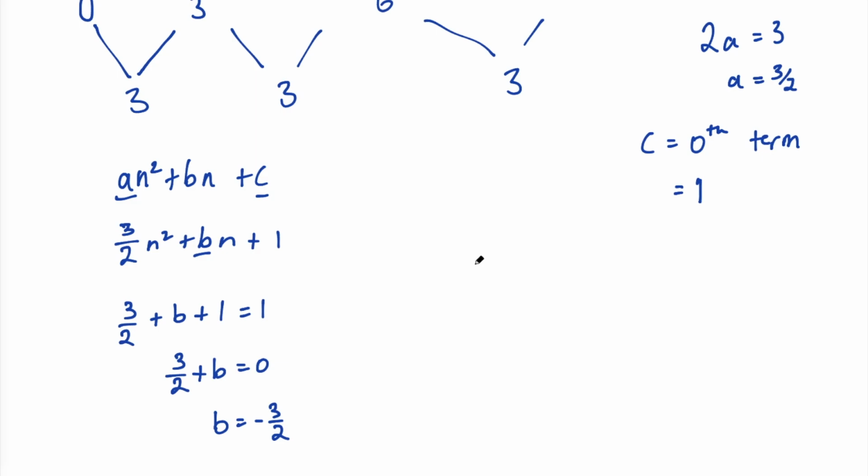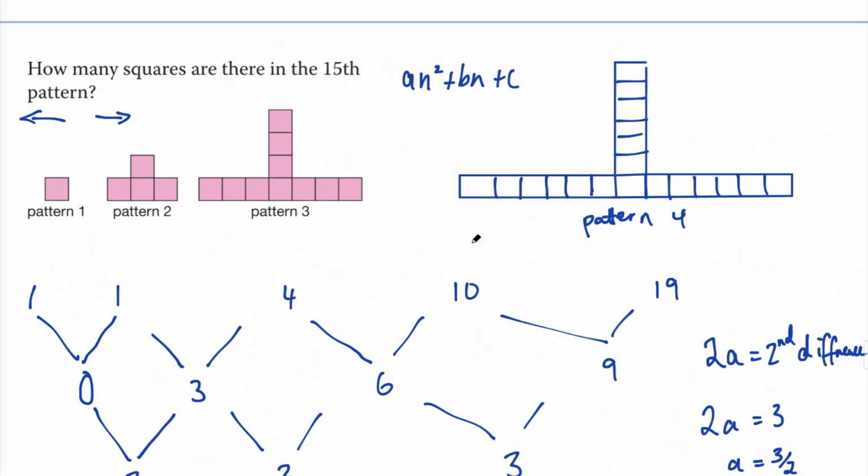Okay, we're almost there. So now we have the nth term is going to be 3 on 2, that was our a, 3 on 2 n squared, take 3 on 2 n, that was our b, plus 1. This is our nth term. What does this allow us to do? Well, remember the question was, how many squares are there in the 15th pattern?